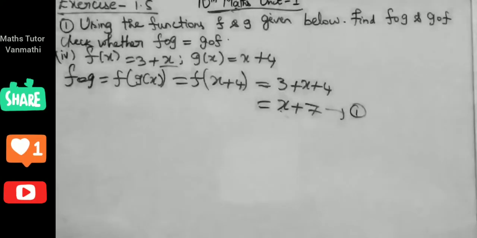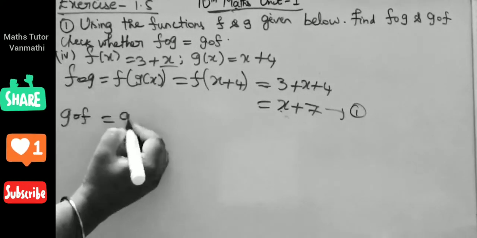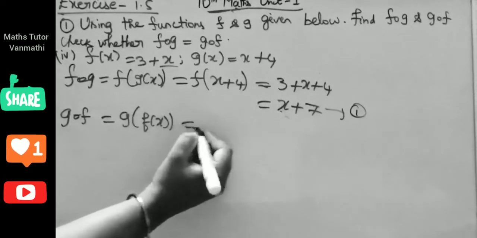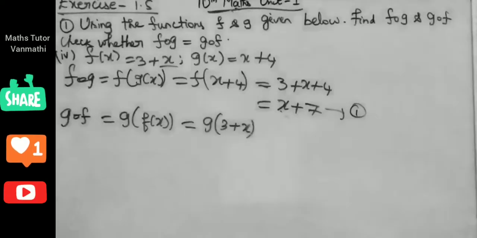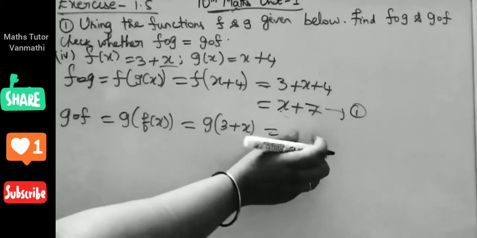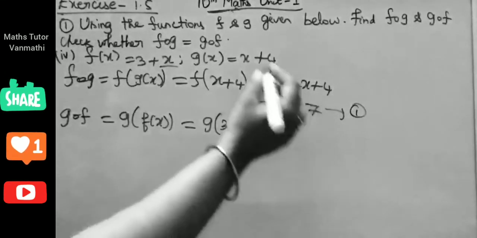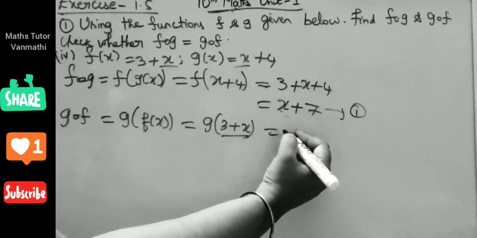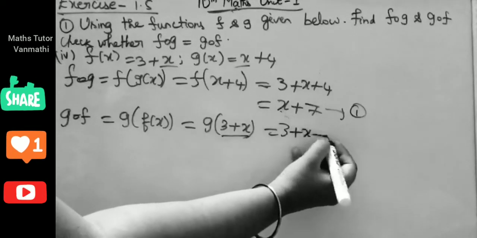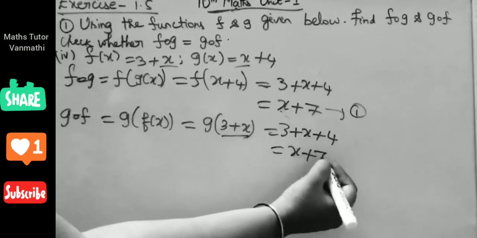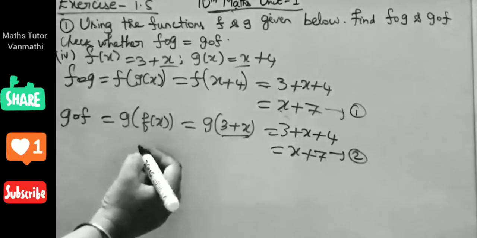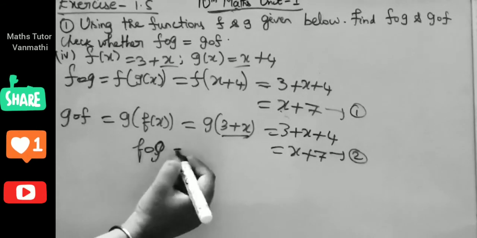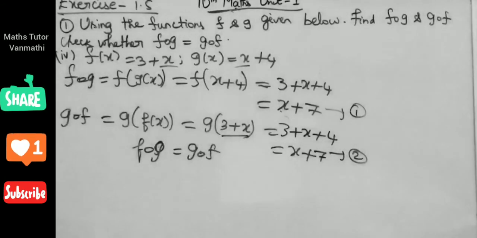Mark it as 1. Next, g composite f is nothing but g of f of x, where f of x is your 3 plus x. Then g of x is your x plus 4. So in the place of x, replacing 3 plus x, you get 3 plus x plus 4, you get x plus 7. From 1 and 2, both are x plus 7. Then you will get f composite g equal to g composite f. Clear?